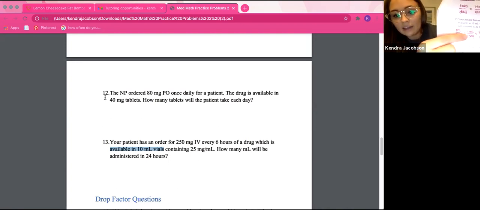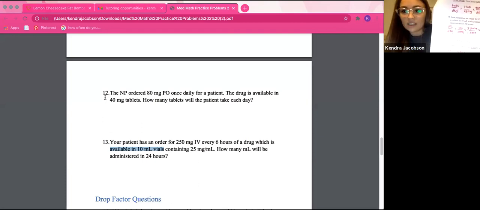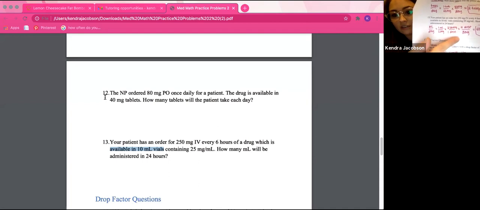Knowing that I do have 1 milliliter over 25 milligrams, that's what I have available right now. What I want to be giving is 250 milligrams every 6 hours, but I'm going to put it over dose, because you eventually figure out that you're going to have 6 times 4, that's going to be your 24 hours. So you're going to end up getting 4 doses. So you're using that 6 hours to figure out how many doses I'm going to give that day.